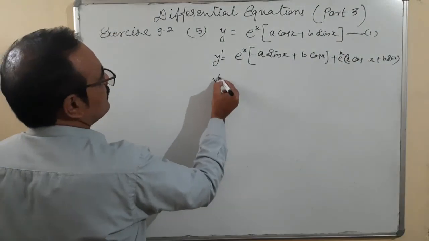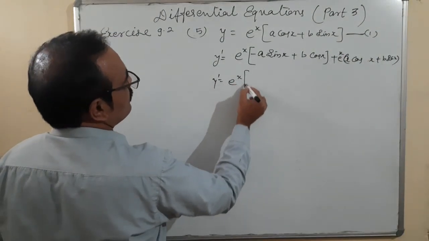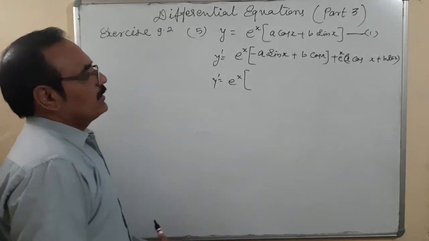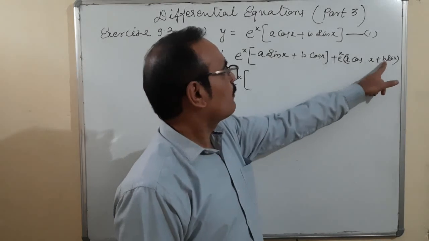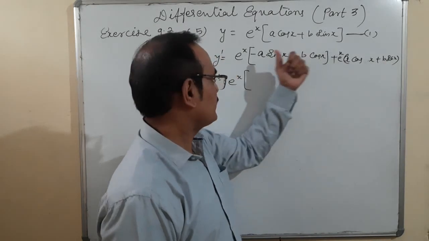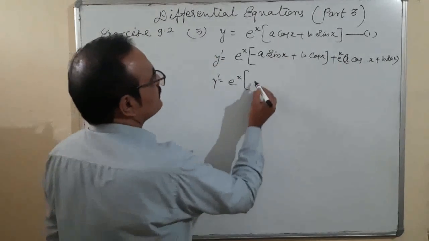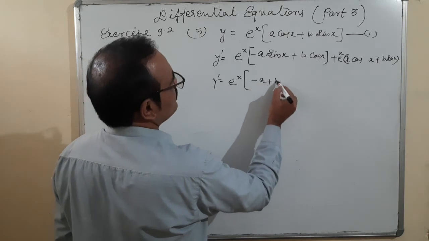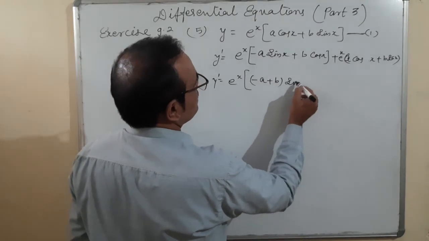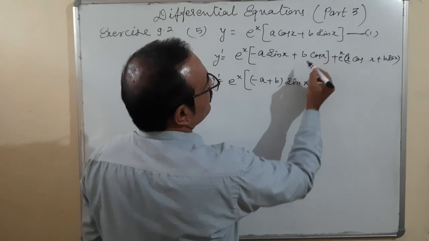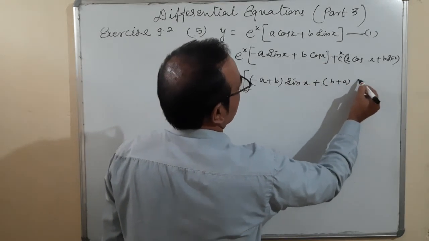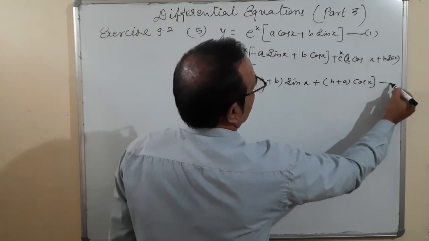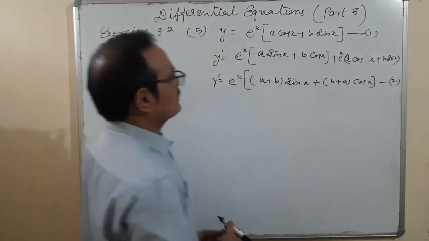Y dash is equal to, take e to the power x common from both the terms: minus a sin x plus b sin x. So may I write here minus a plus b sin x. Is that okay? b cos x plus a cos x, so plus b plus a into cos x. This can be given as equation number 2.